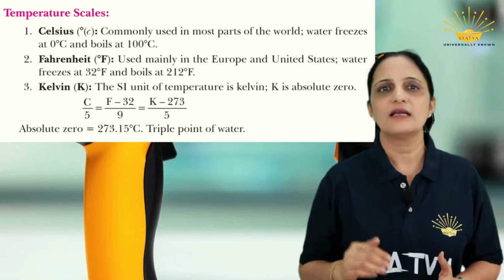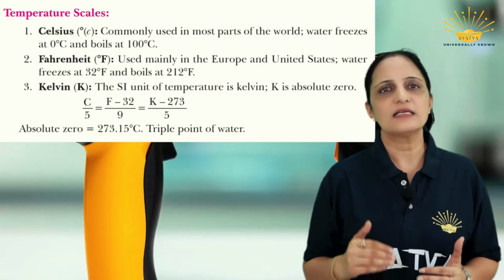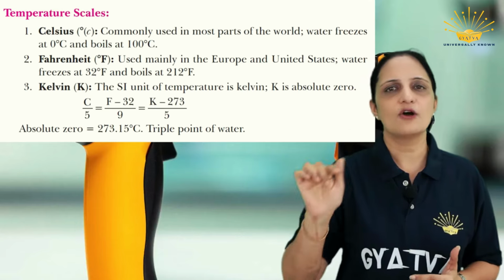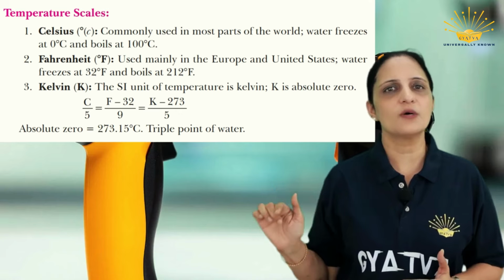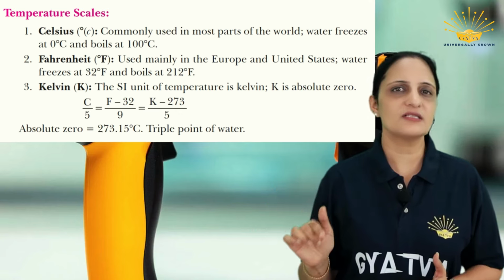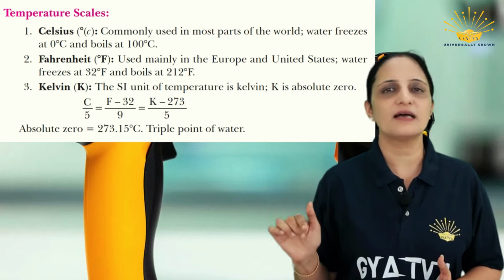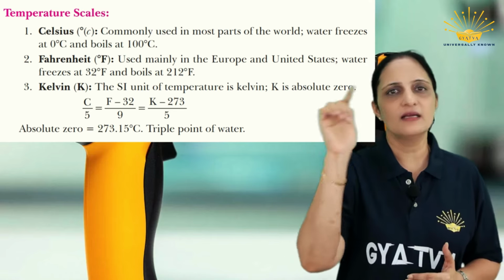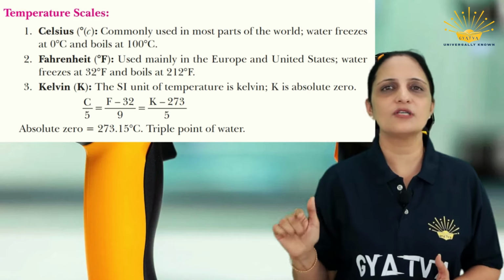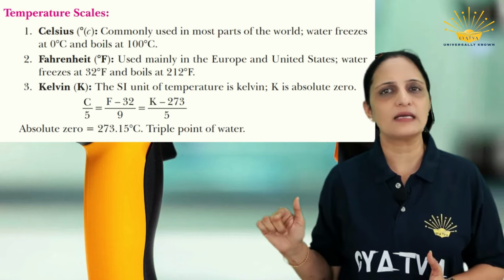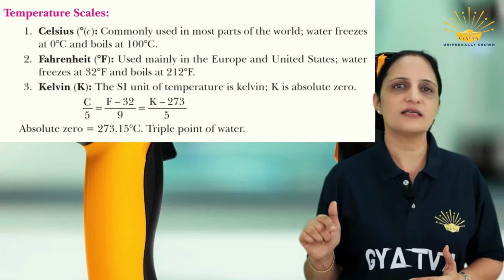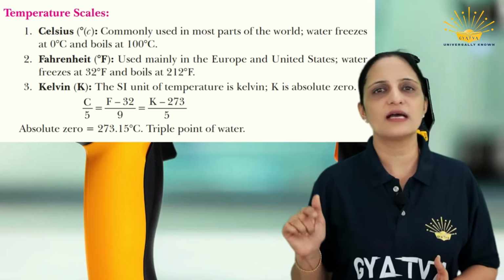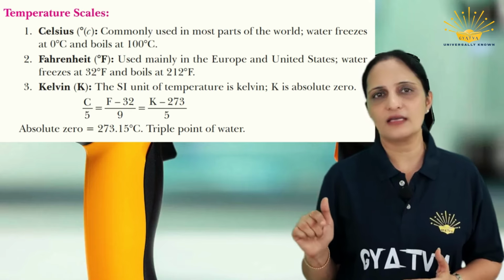Temperature scales. Now we have the temperature scales. Celsius, degree C, is commonly used in most parts of the world. Water, for example, freezes at 0 degrees C and boils at 100 degrees Celsius. Next is Fahrenheit, which we write as degree F, capital F. It is used mainly in Europe and the United States. Water freezes at 32 degrees Fahrenheit and boils at 212 degrees Fahrenheit.